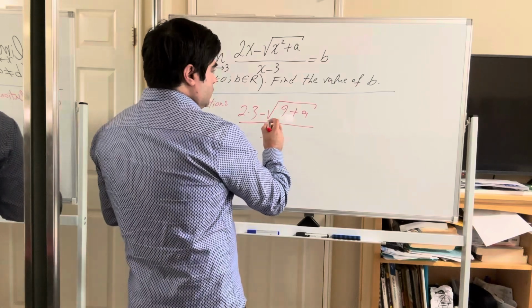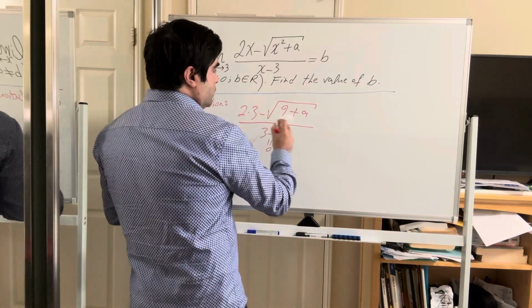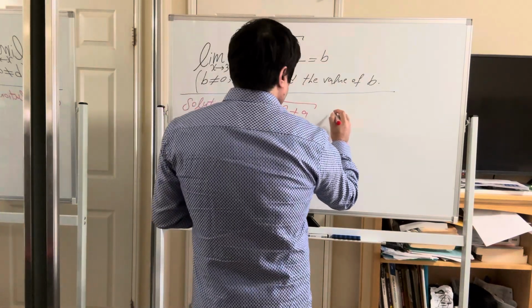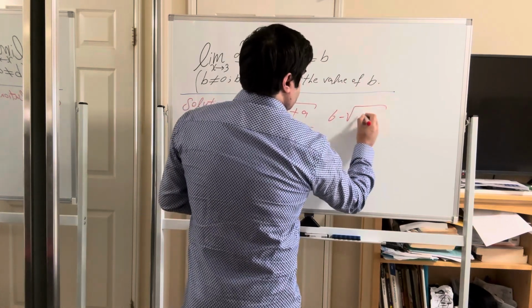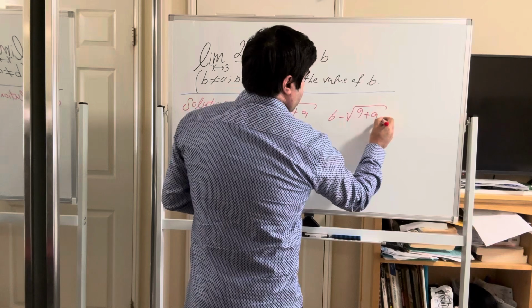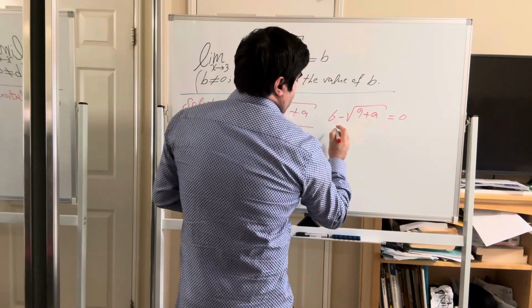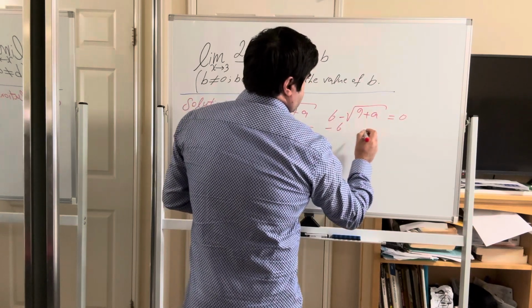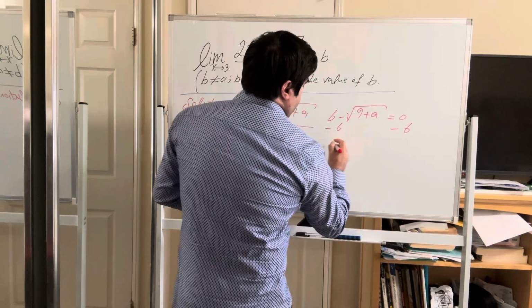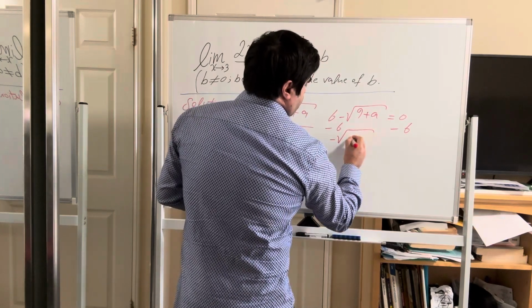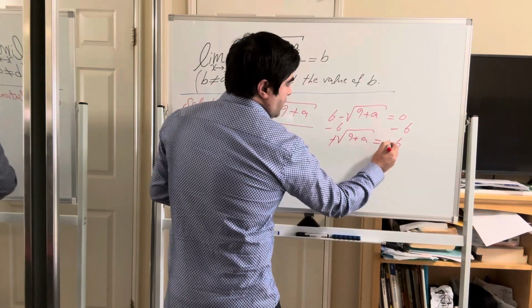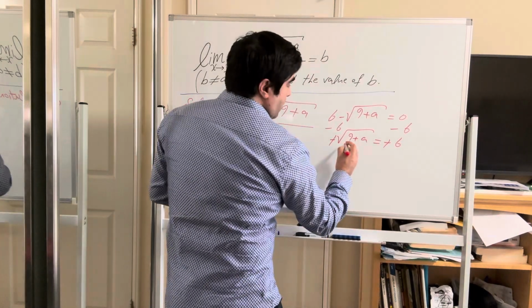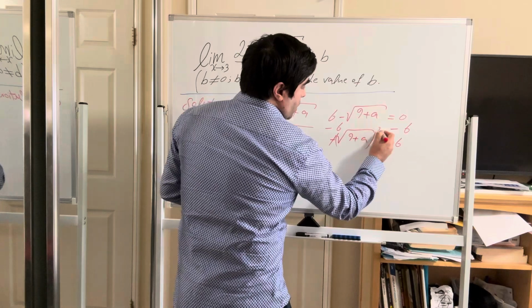So because we can use L'Hopital's rule, we're going to set the numerator to 0. I'm going to write it here as 6 minus the square root of 9 plus a equals 0. I subtract 6 from both sides. I end up with negative square root of 9 plus a equals negative 6. We cancel the negatives from both sides, and then I square both sides.